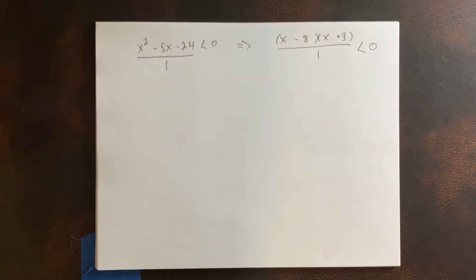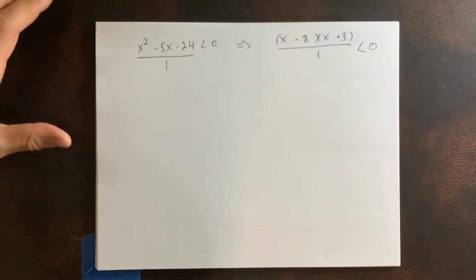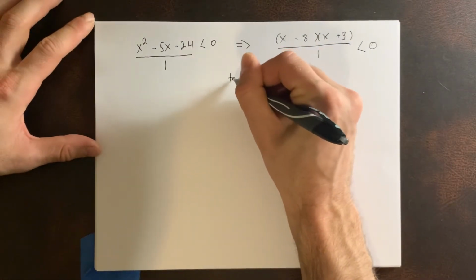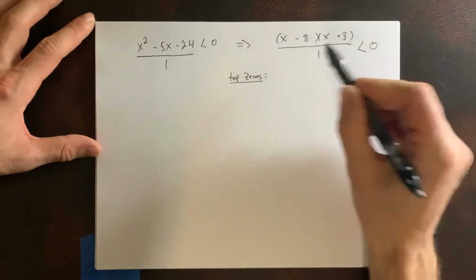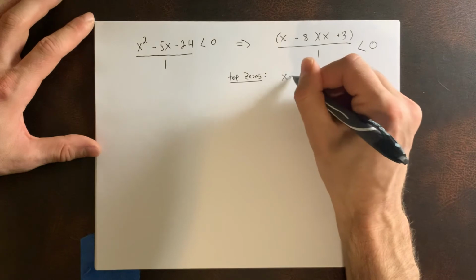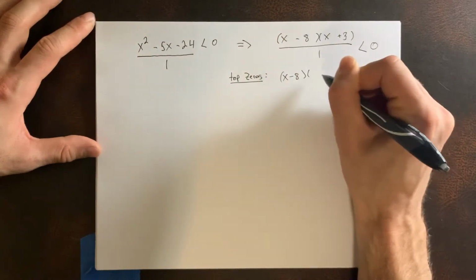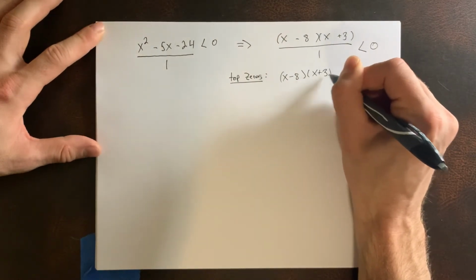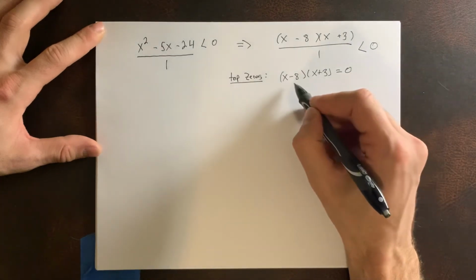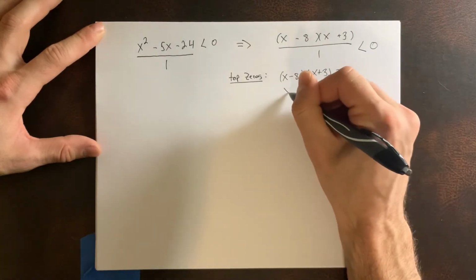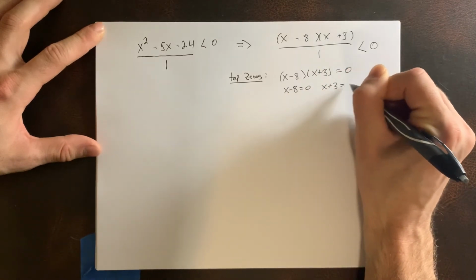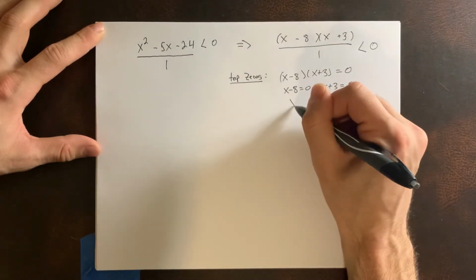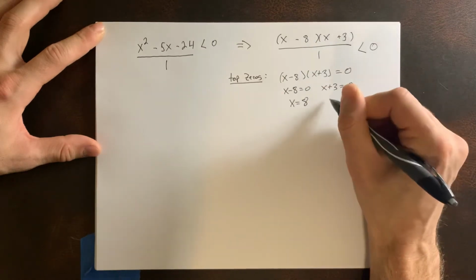So now we've done the first step. We factored the top and the bottom. The second step is now to find the zeros on the top and the zeros on the bottom. So let's start with our top zeros. Okay, so just set the top equal to 0. Now set each of these pieces equal to 0. Here we get x is equal to 8. And here we get x is equal to -3.